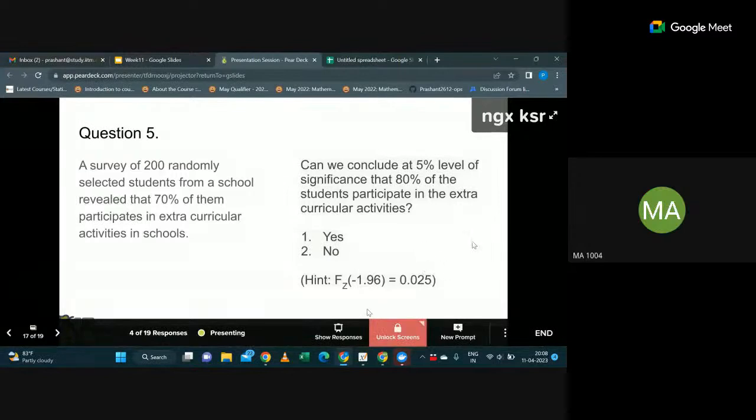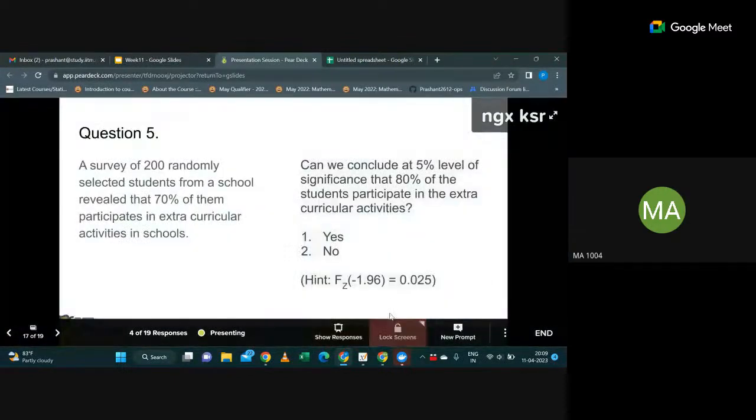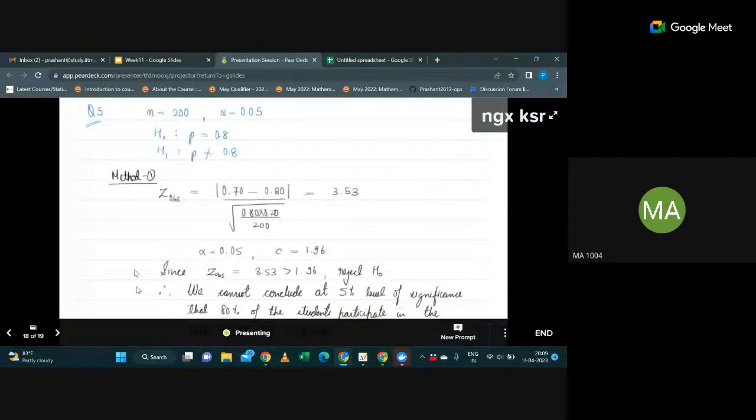Okay, so let me see the responses. People are saying we can't reject H0, and one is saying otherwise, so let's see the solution. So this is method one. Let's discuss method two. It's something direct. We can find the observed value of z. We have the observed proportion, which is 0.7, right? And from the hypothesis it's given as 0.8.